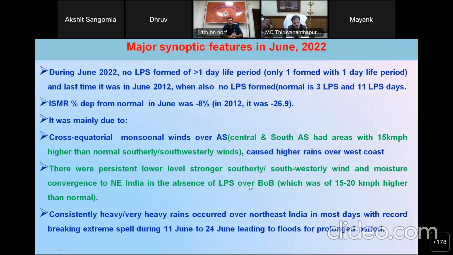But apart from northeast India and the southern parts of the country, central India and northwest India were highly deficient in June. So the rainfall in these two belts, South India and Northeast India, compensated for that, and the country as a whole had 8% below normal.